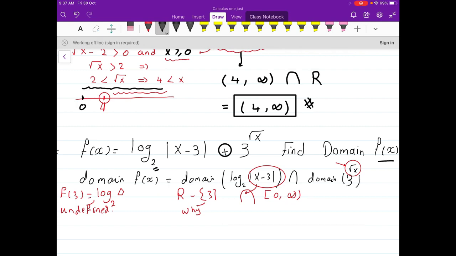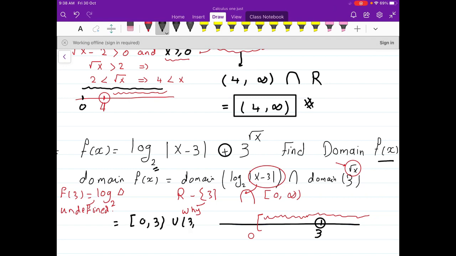Now, to get the answer, we take the intersection between these two intervals. The first interval is R except 3. The second interval is from 0 to infinity. So, what is the intersection between the two intervals? From 0 to 3 open, union from 3 to infinity. So this is the correct answer.